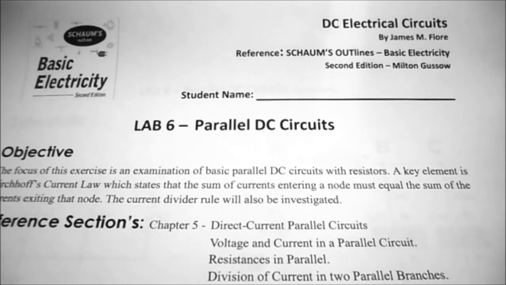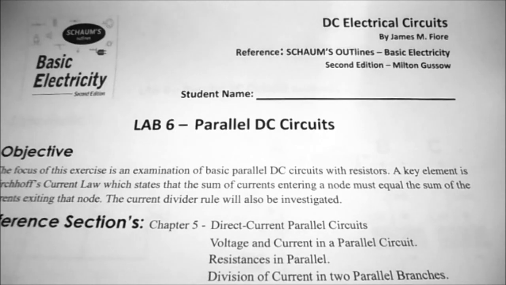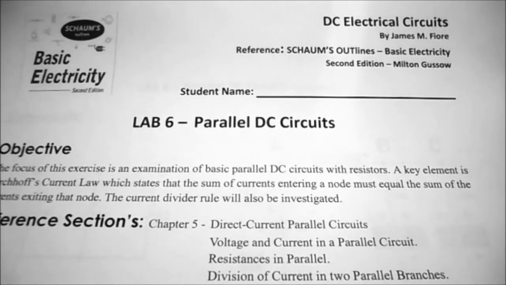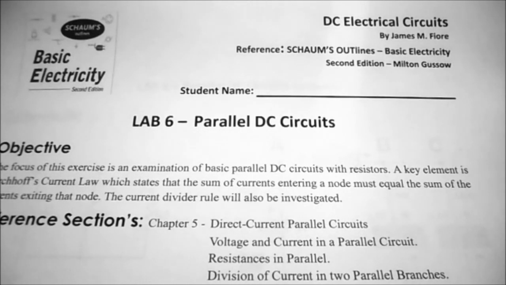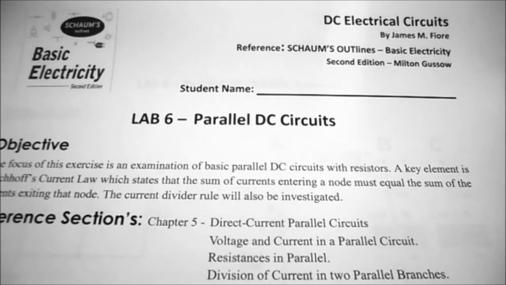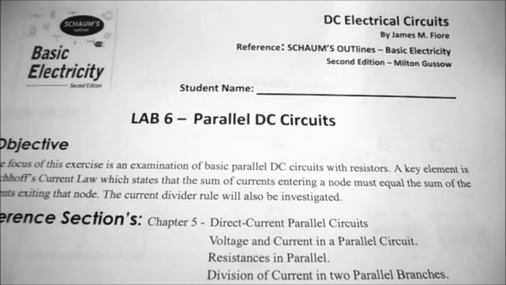So today in DC electrical circuits, we're looking at lab number 6, parallel DC circuits. The focus of this exercise is an examination of basic parallel DC circuits with resistors. A key element is Kirchhoff's current law, which states that the sum of the currents entering a node must equal the sum of the currents exiting the node. And we're also going to use the current divider rule.